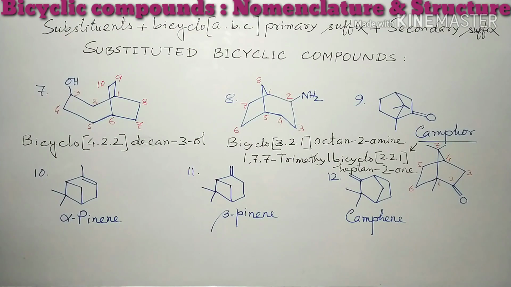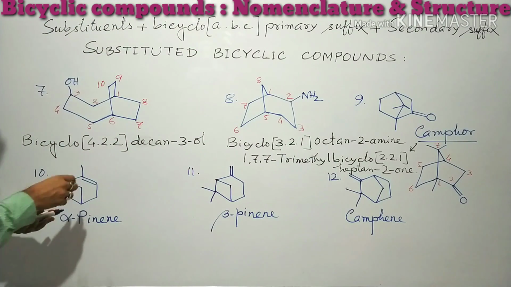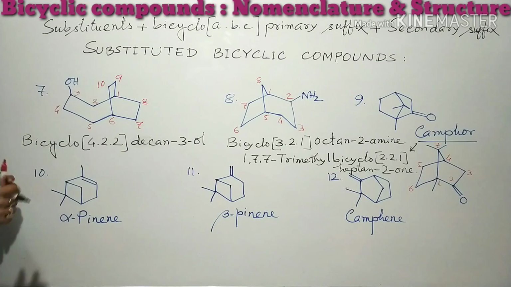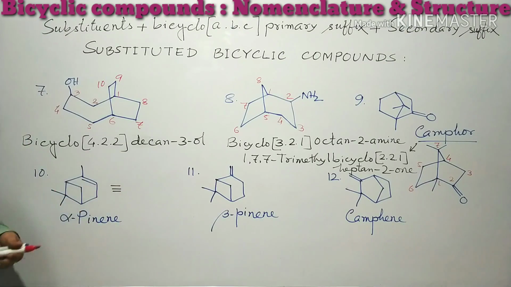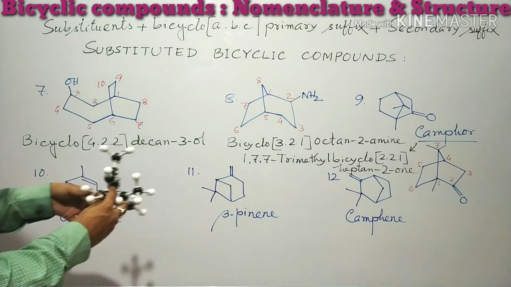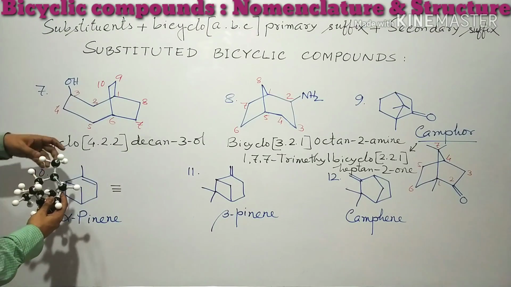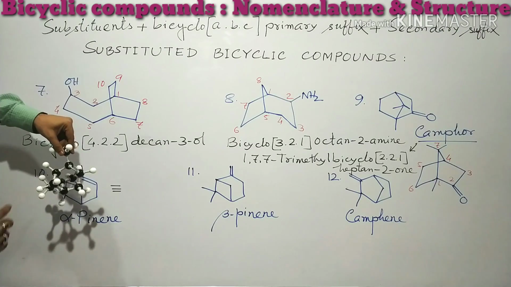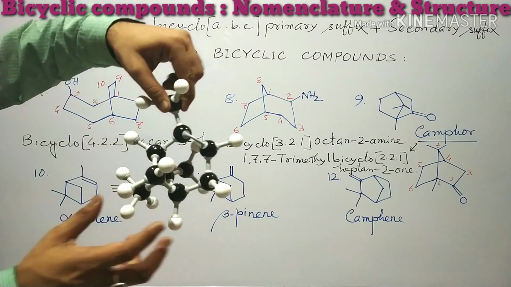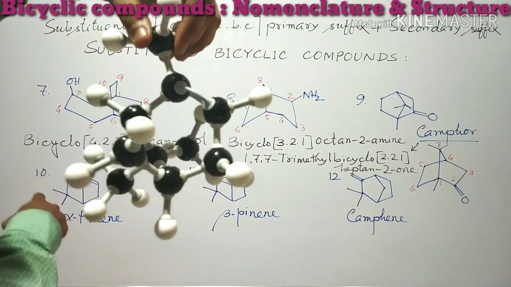Okay, so this compound can be written in this way also. First of all, look at the structure of this compound. This is your alpha pinene. Here, this is the structure of alpha pinene. Look at from here. What you have seen is written there.